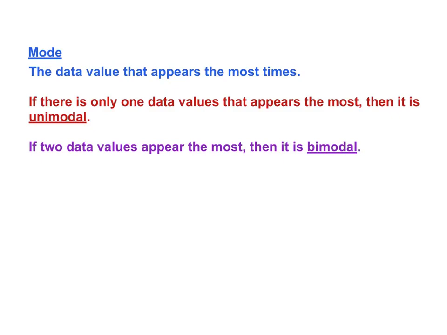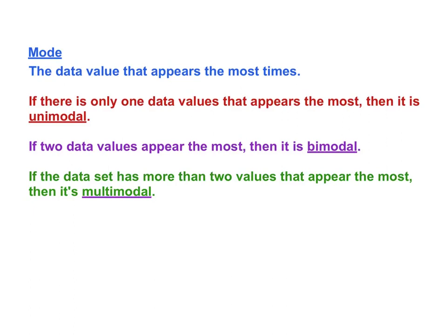And then we stop naming them if there are 3 or more that are tied for the lead. What is it? Polymodal? No, that is not correct. But that's a really good guess. Anybody want to take another try? Multimodal. Very good. Well done.